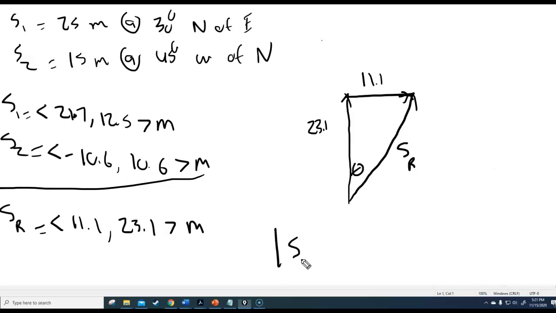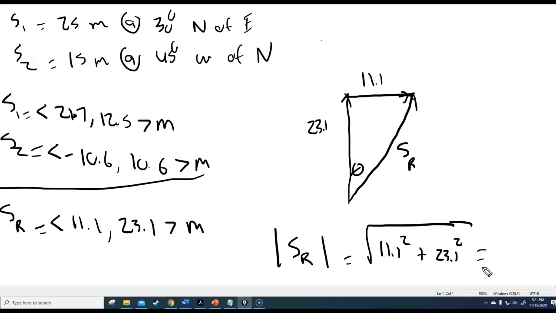The magnitude I can now very easily find using the Pythagorean theorem. That would be the square root of 11.1 squared plus 23.1 squared. And then the direction I could, of course, find using inverse tangent. Okay, so I'm just going to type this into my calculator, 11.1 squared plus 23.1 squared, square root, and I get that the magnitude of the resultant is 25.6 meters. So in other words, I walk 25 meters in one direction, 15 meters in another direction. Overall, I'm 25.6 meters from where I started.